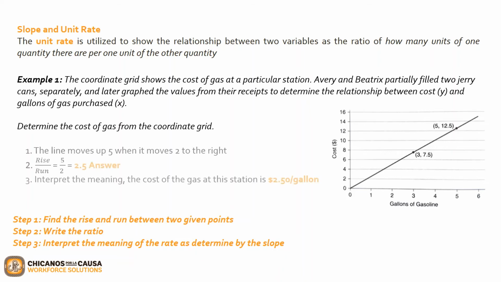So let's go ahead and do step 1. We're going to find the rise and run. So the line moves up 5, then it moves 2 to the right. So plugging into our ratio gives us a rise over run of 5/2, giving us 2.5 as an answer. So now we're going to interpret the meaning. That means that the cost of gas at this station is $2.50 per gallon. Now let's look at a few more examples.